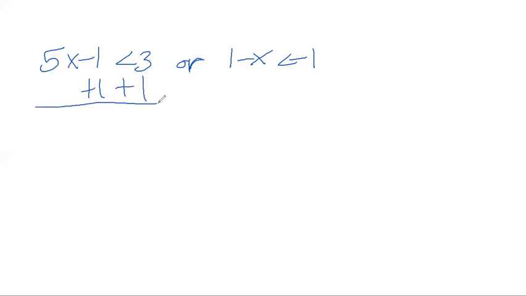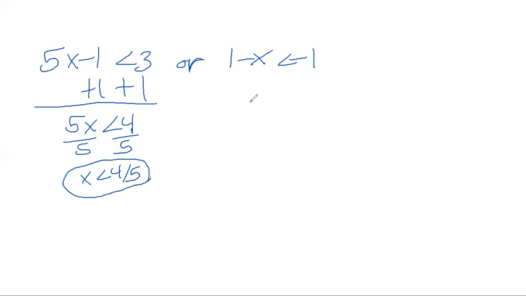Now we're going to look at another one where it's 5x minus 1 is less than 3, or 1 minus x is less than -1. So again, just like the last one, I solve each inequality individually. So first, I'm going to add 1 to both sides here. I get 5x less than 4. Divide by 5 on both sides. x is less than 4/5.